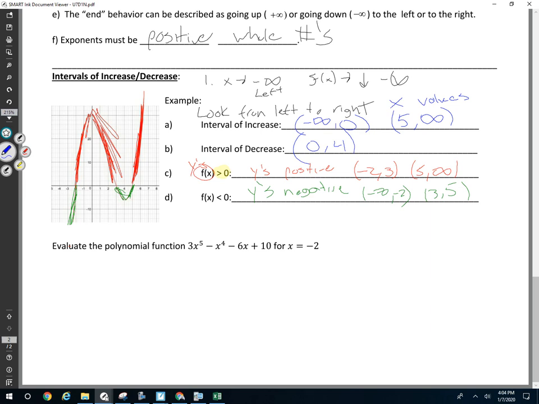Evaluate the polynomial for x equals -2. Just please make sure you plug in things using parentheses. You don't have to do anything special. Just use parentheses and use your calculator. I don't know why we put that one in there.